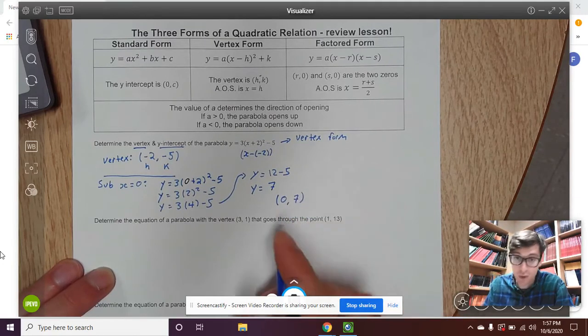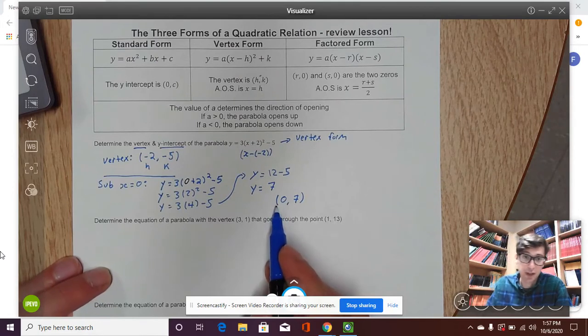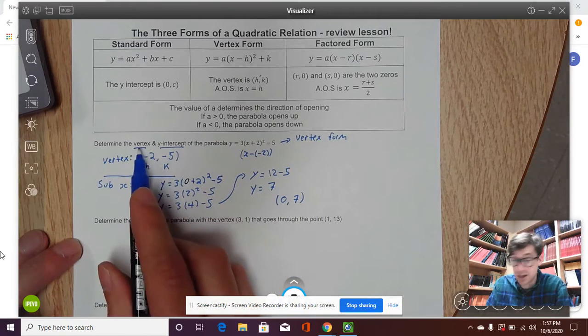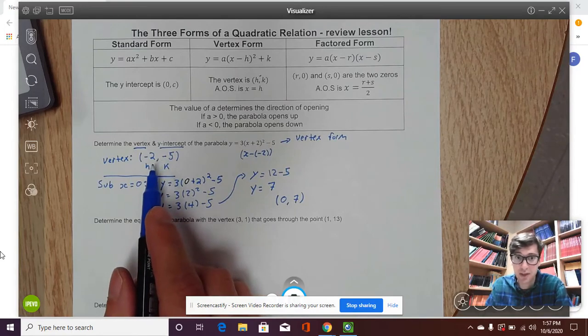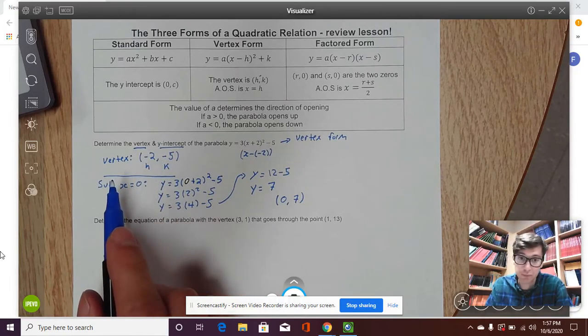So I can always find the y-intercept by subbing in that we know the x-coordinate is always 0. And that works in any of my 3 forms. So that's an application of vertex form. I can just read the vertex off. I can find the y-intercept. I don't actually have the tools yet to find the zeros from vertex form.